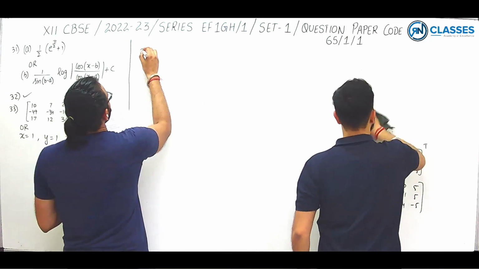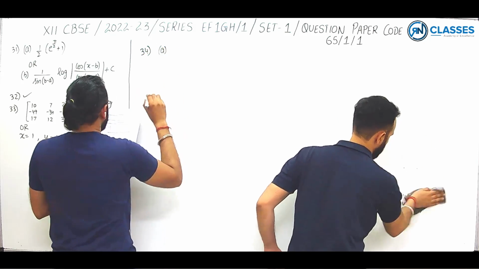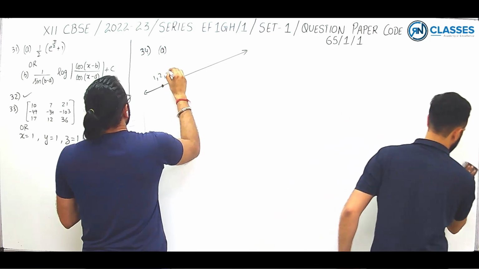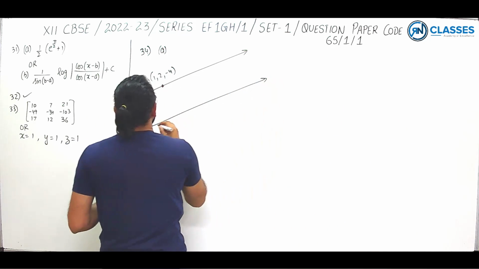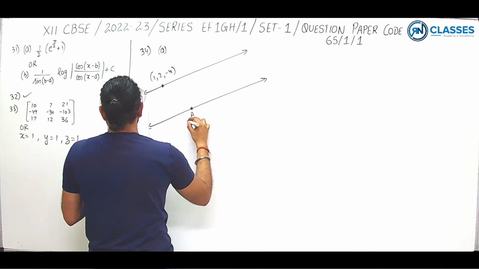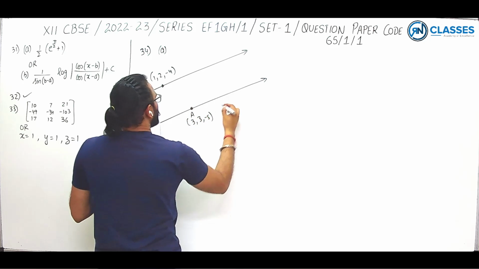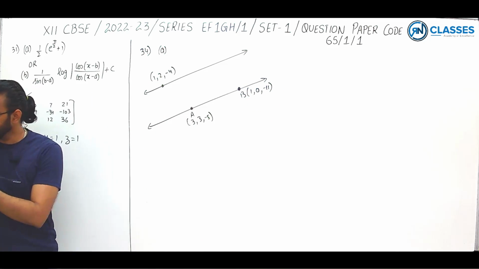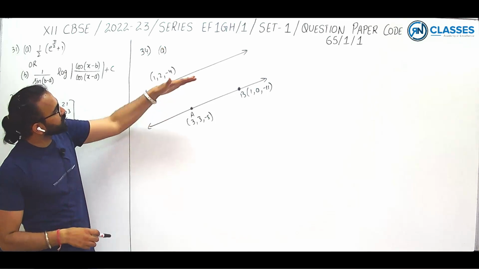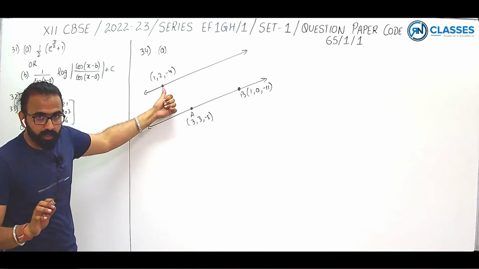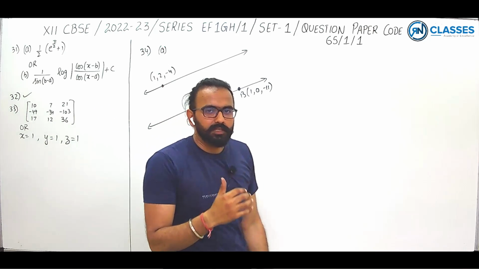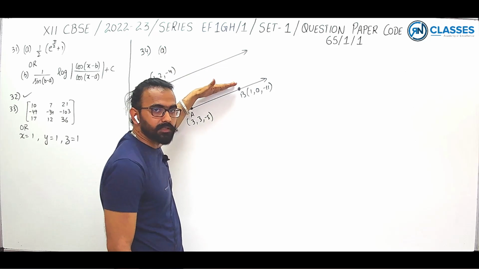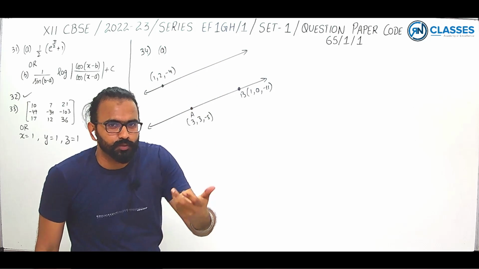So in question number 34, in the first part, you need to find the equation of a line passing through this point 1, 2, minus 4, and which is parallel to the line passing through 2 points, A whose coordinates are 3, 3, minus 5, and point B whose coordinates are 1, 0, and minus 11. In order to find the equation of this line, we need a point on the line, which is already given, and another thing which is needed, that is its direction ratios. Since the two lines are parallel to each other, their direction ratios must be the same.